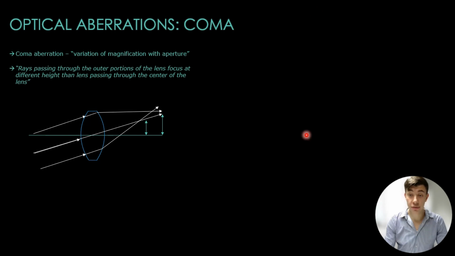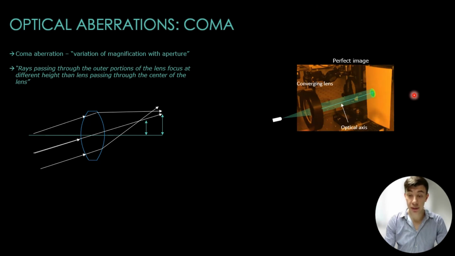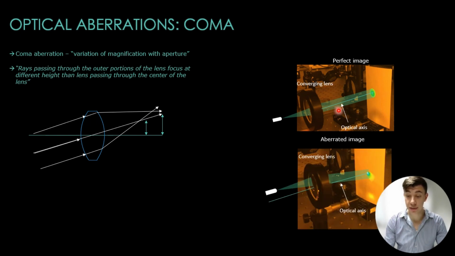Well, we can also observe coma on the real image. For example, let's take two systems, one perfect, well-aligned optical system, another aberrated, misaligned optical system. You can see that the images on the right-hand side perfectly illustrate this effect. We see the ideal diffraction-limited point spread function here when the laser beam passes through the center of the lens, which is aligned. On the other hand, when the lens is misaligned, we see the coma-shaped aberration.